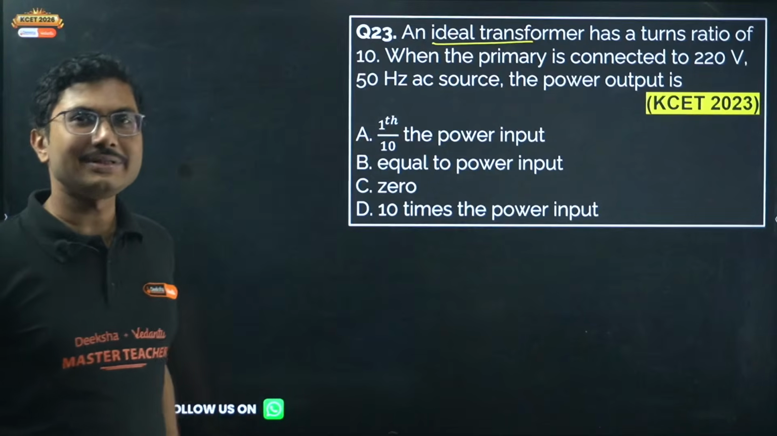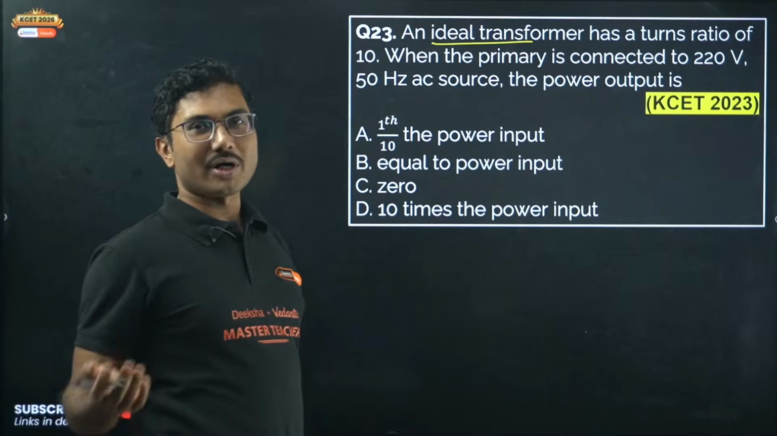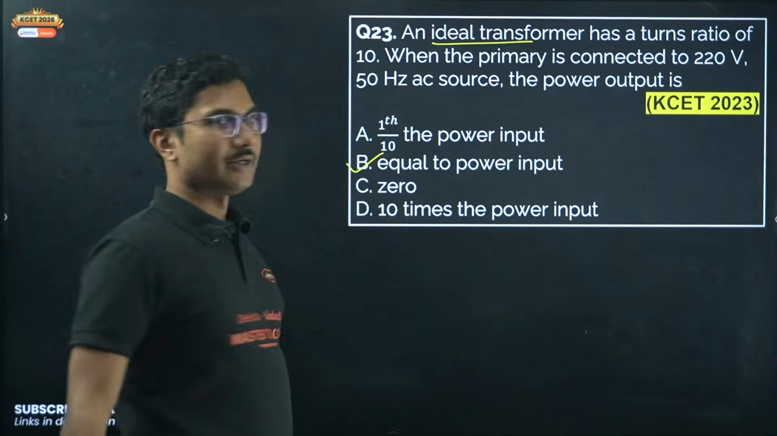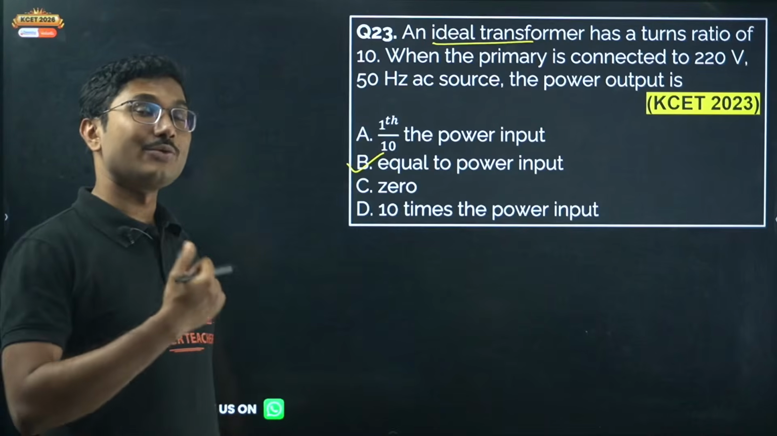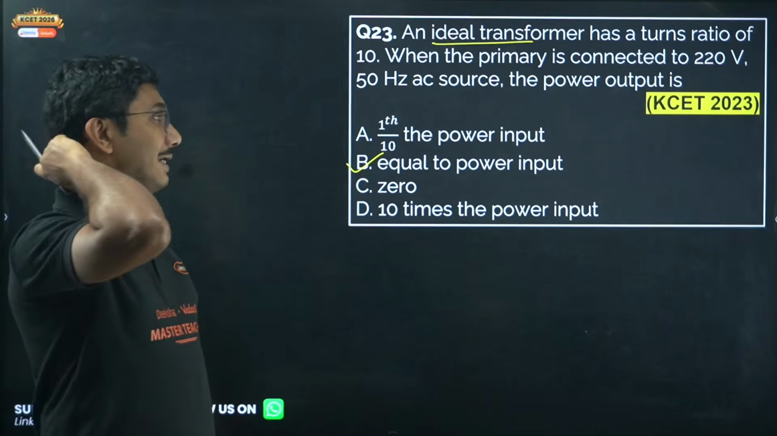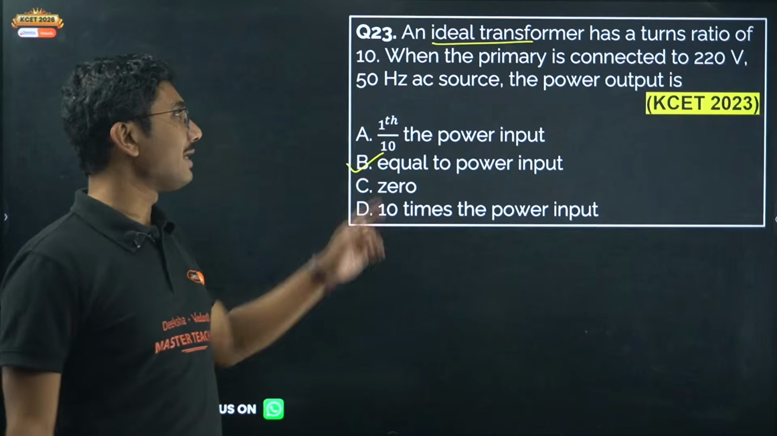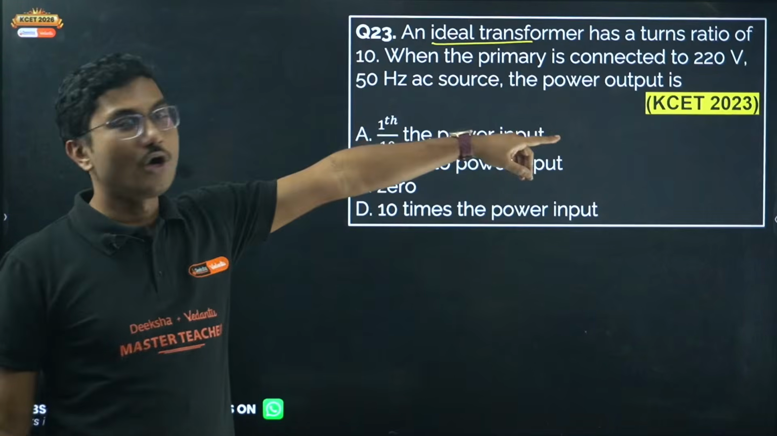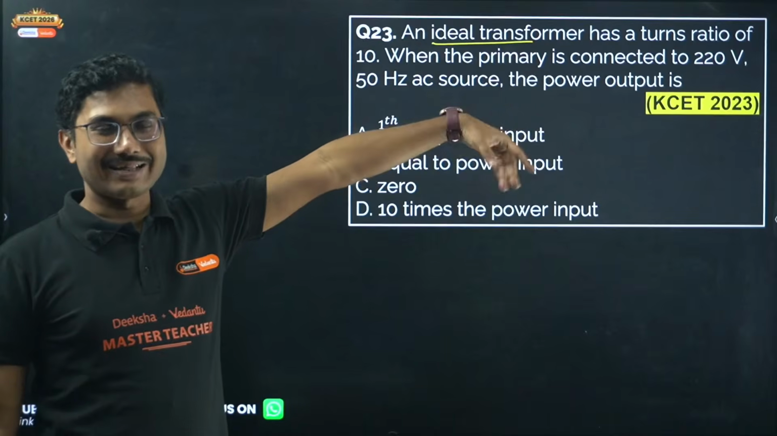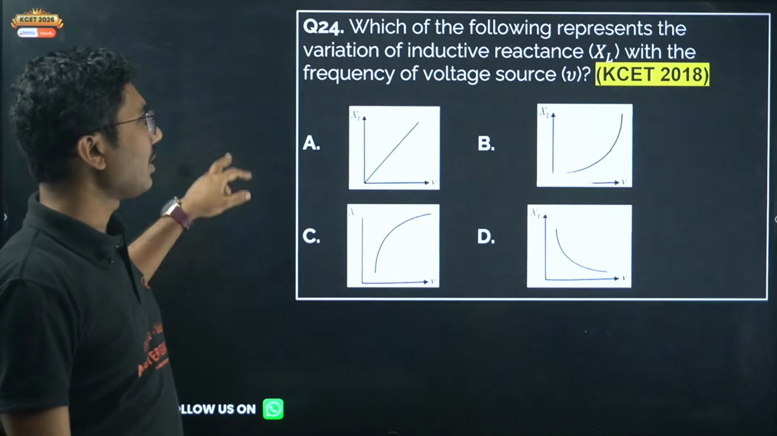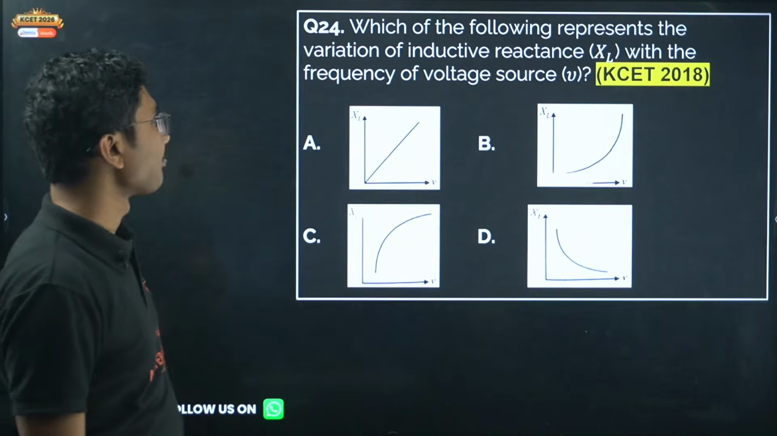Ideal transformer means the power input and power output both will be the same, equal to the power input. You don't need to calculate. If they ask you what the power is exactly, that is a JEE level or COMEDK level question. There you have to use this turn ratio to calculate the current, and then from there you can calculate the power. That will be a little longer process, but this is not required over here.